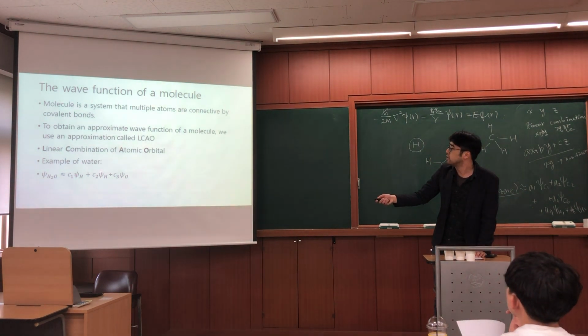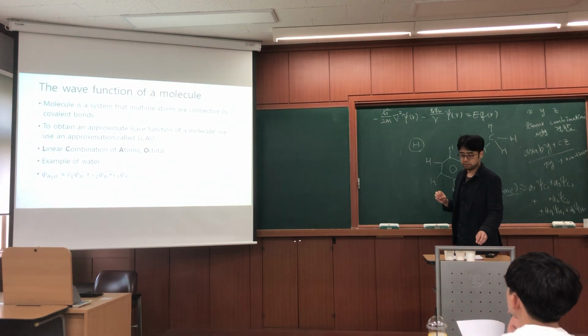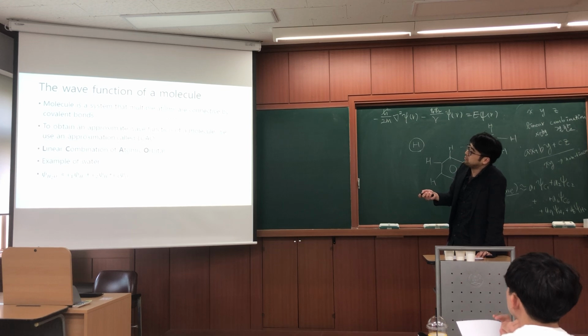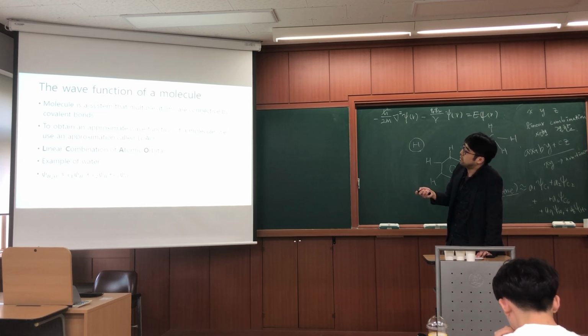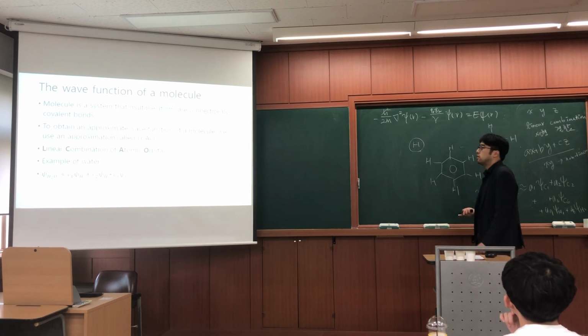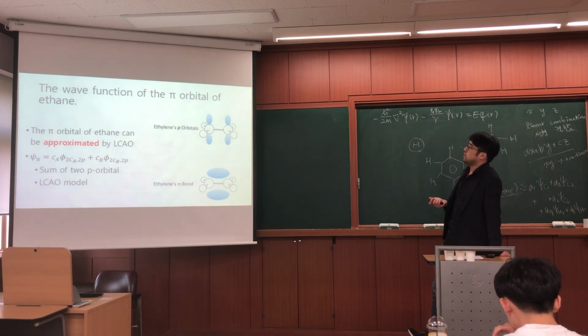these wave functions are the wave functions of atoms, not molecules. So the right side ones are easier to calculate. That is the approximation we use in quantum chemistry, and in short, we call it the LCAO model. The LCAO model means linear combination of atomic orbitals.